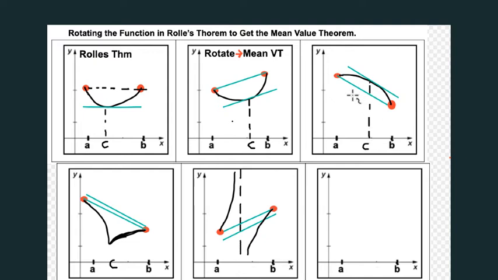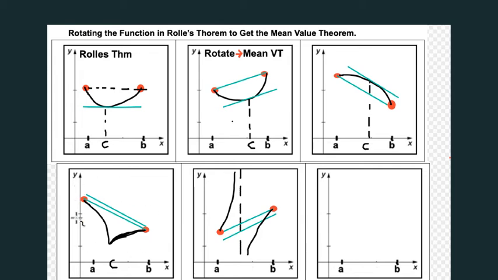Okay, and that's where the average slope from a to b, or the secant slope, is the same as the tangent slope. So those are conditions under which the curve is smooth and differentiable. Well, what about this scenario here?